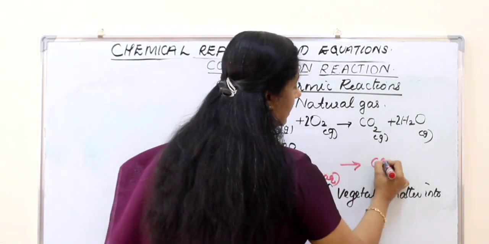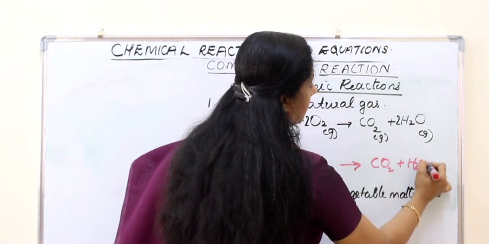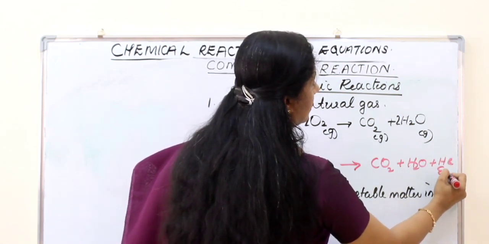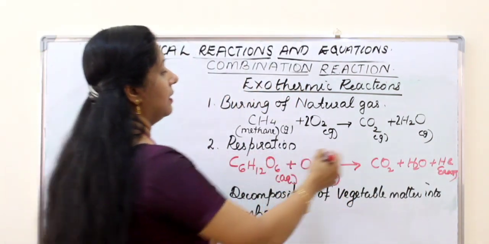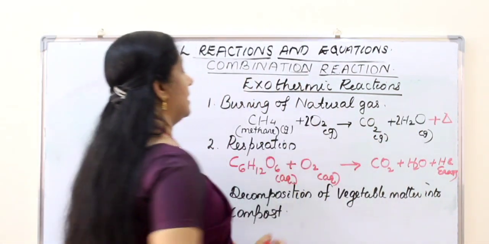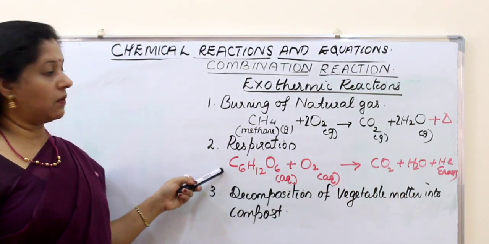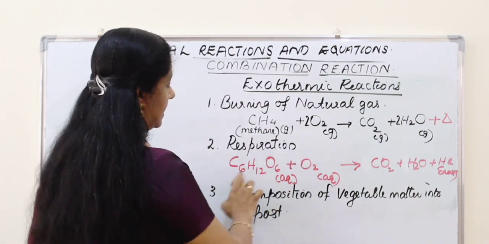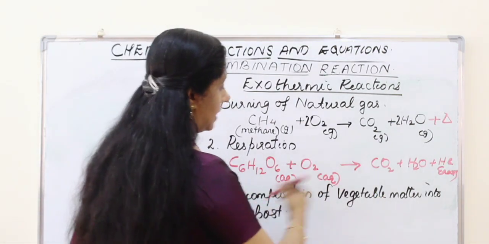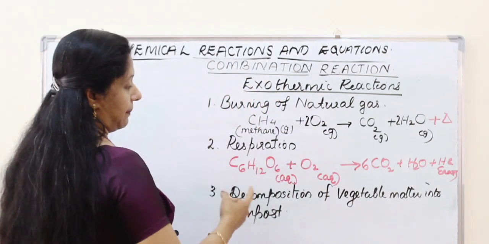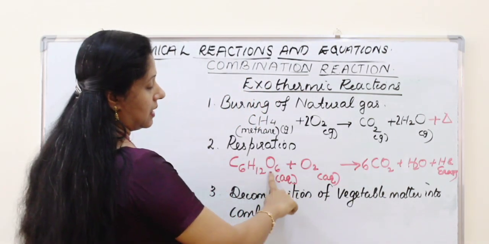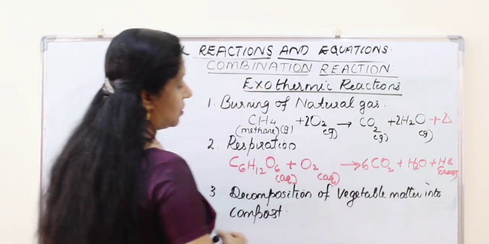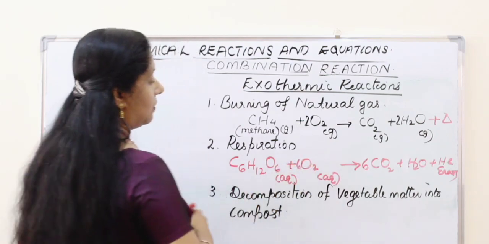Then what do we get? Carbon dioxide plus water plus heat and energy. So here also heat is liberated. So C6H12O6 plus O2 gives CO2 plus H2O plus energy. See how to balance this equation. Here carbon is 6, and on the other side carbon is 1, so we write 6 CO2. Then what happens to oxygen? Here it is 6, and here it is 2, so 6 plus 2, 8 only. But on the right side oxygen is 6 into 2, 12, plus 1 in water. So if you make it 6 here, you will get 12.